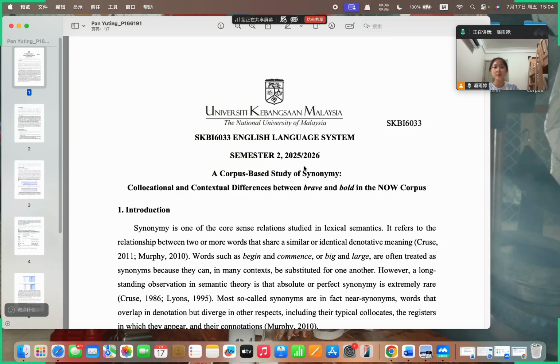This is my final project. My semantic component is synonym, and I compare two near synonyms, brief and bold, using the noun corpus. I have three objectives. First, their frequency and trend. Second, their non-collocates. And third, their contextual usage. Let me show you how I use the corpus.